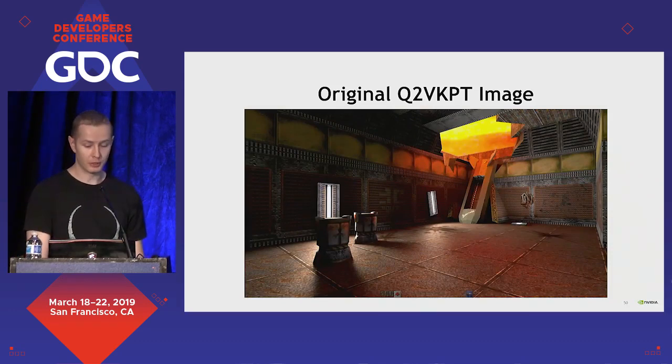So we started with an image that looked like this. It looks interesting. I mean, you have nice shadows, you have all the specular reflections, but it still doesn't quite look right. Doesn't feel natural, right? And we tried to investigate why.